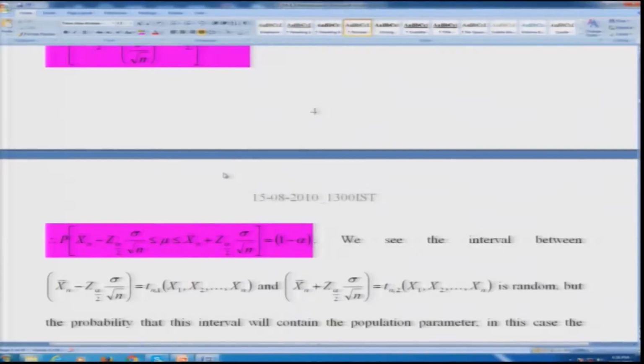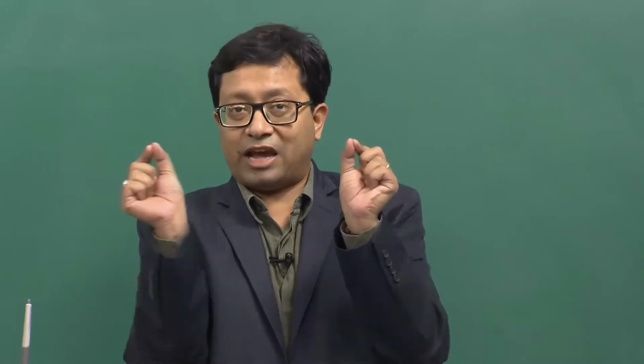Now, the difference between them would be given by twice z alpha by 2 sigma by square root of n, because x bar n would cancel out. That will give me the total confidence interval length. We consider the interval between T1 and T2. T1 and T2 I am using in a short form to denote Tn1 and Tn2, which are random, but the length is fixed. Random in the sense that the values would be changing.